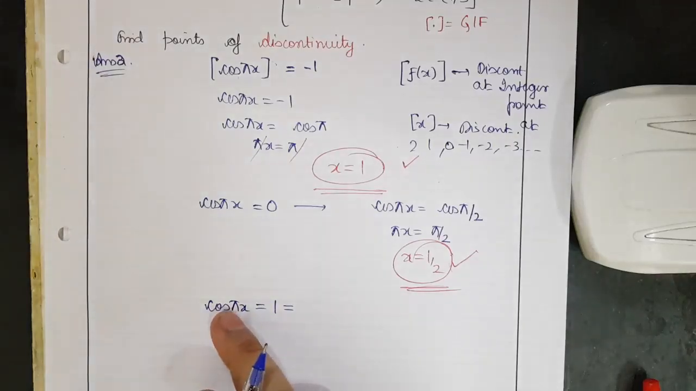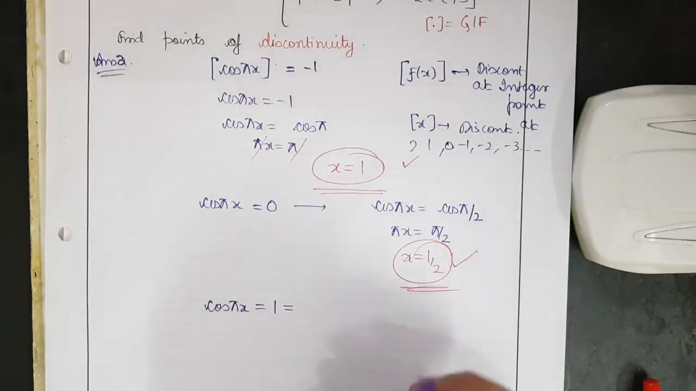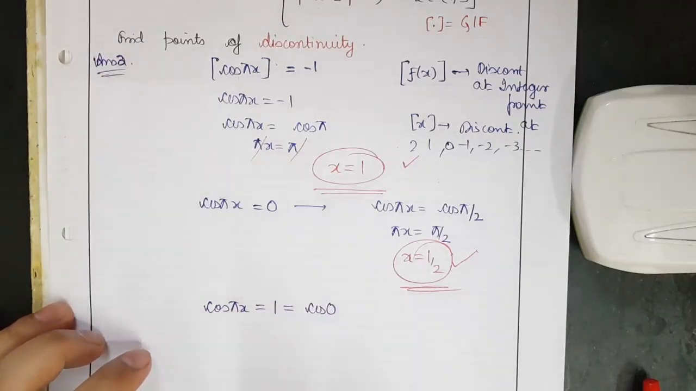So the next I want to take is cos pi x equal to 1, which is in turn equal to cos 0.